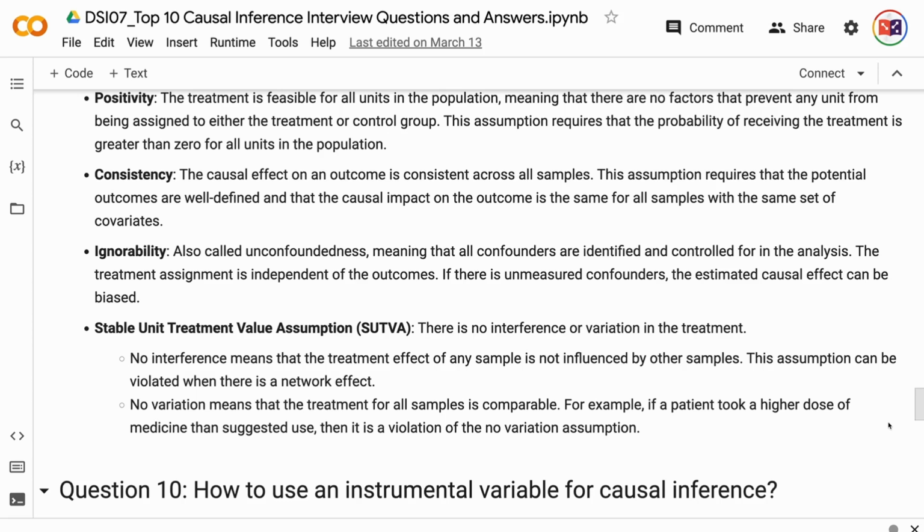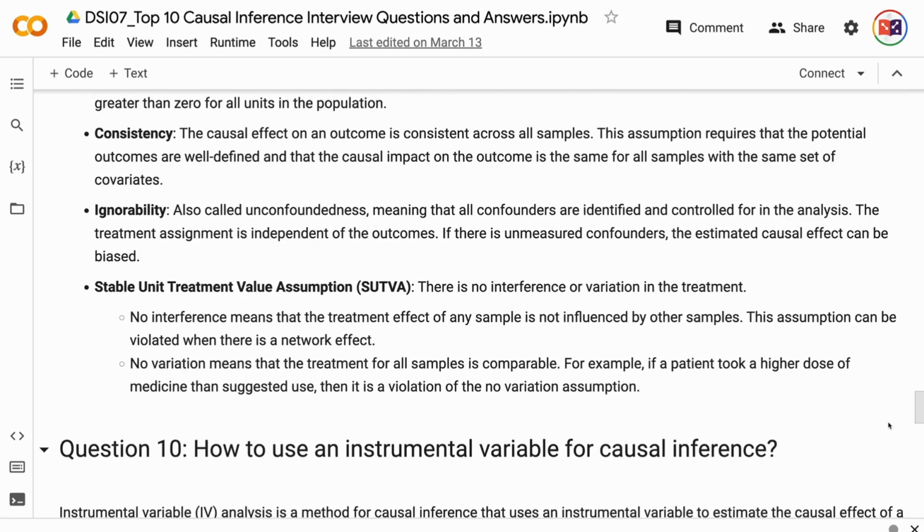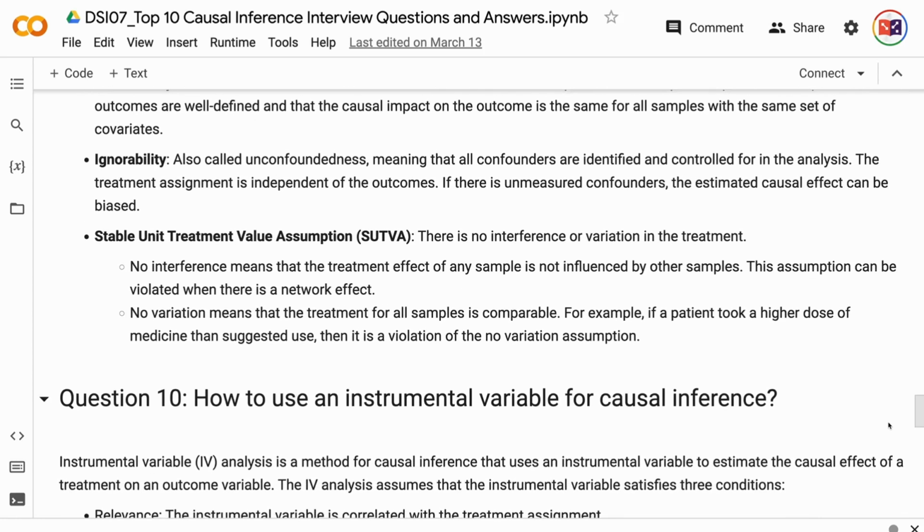Stable unit treatment value assumption. There is no interference or variation in the treatment. No interference means that the treatment effect of any sample is not influenced by other samples. This assumption can be violated when there is a network effect. No variation means that the treatment for all samples is comparable. For example, if a patient took a higher dose of medicine than suggested use, then it is a violation of the no variation assumption.